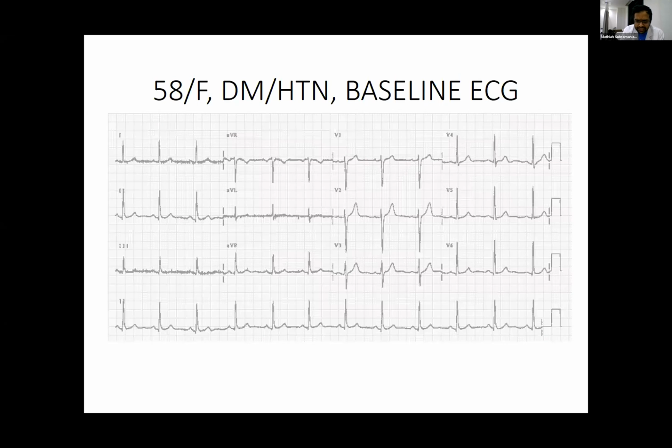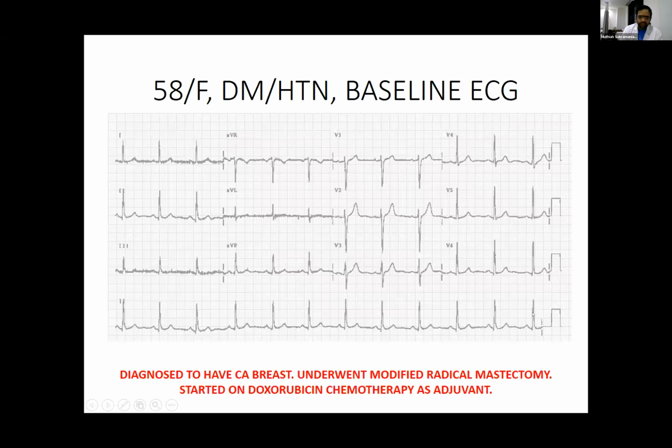Her baseline ECG was totally normal. By normal, I mean the baseline PR segment was normal, the QRS was normal. There was no significant alteration at baseline. Her baseline echo was also normal. Her oncology history was that she was diagnosed to have a CA breast. She underwent a modified radical mastectomy, and then she was started on adjuvant chemotherapy with doxorubicin.